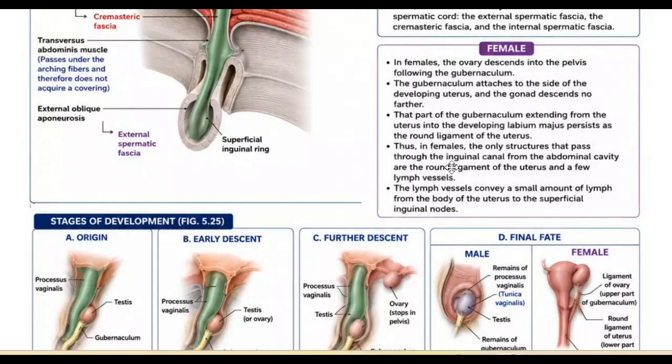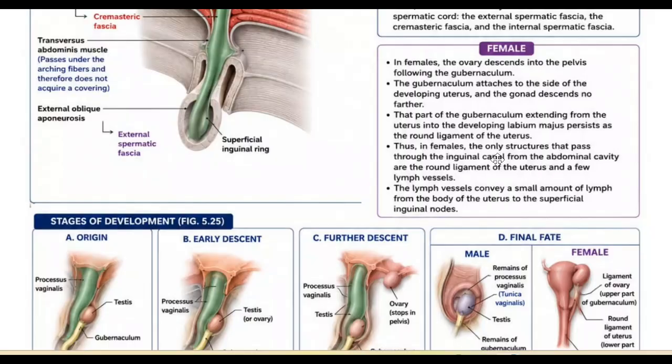That's why the ovaries are in the lower abdominal part, or you can say inside the pelvis. So what becomes of the gubernaculum? The gubernaculum is divided by the uterus into two parts. The upper part is called the ovarian ligament, or ligament of the ovary, and the lower part is called the round ligament of the uterus. This is a very important viva question: what becomes of the gubernaculum in the female? The upper part is the ovarian ligament and the lower part is the round ligament of the uterus.